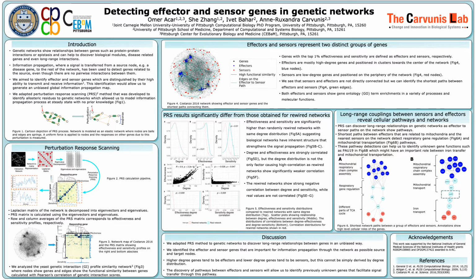To conclude, we adapted a structural biology method to genetic networks to detect long-range relationships between genes. Using this method, we identified effectors and sensors that are involved in different biological processes, which are important for signal propagation on the network. We can identify biological pathways between effectors and sensors, which will allow us to detect unknown genes that facilitate signal transfer on these pathways.